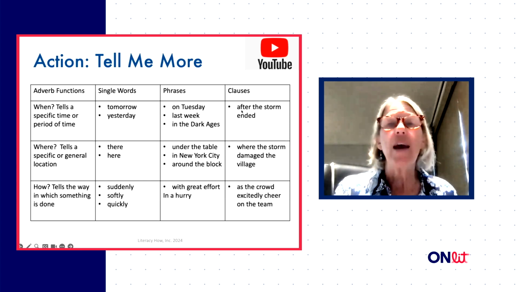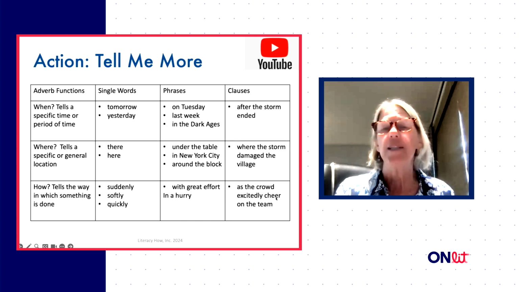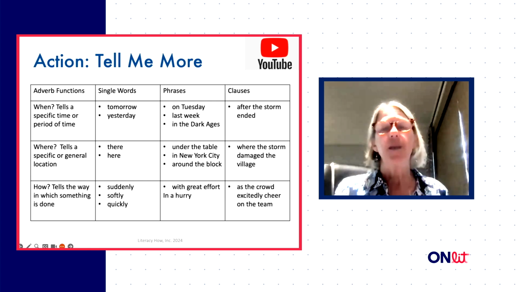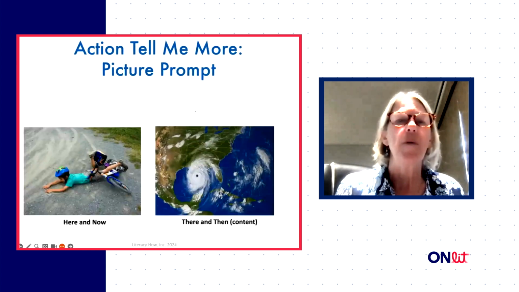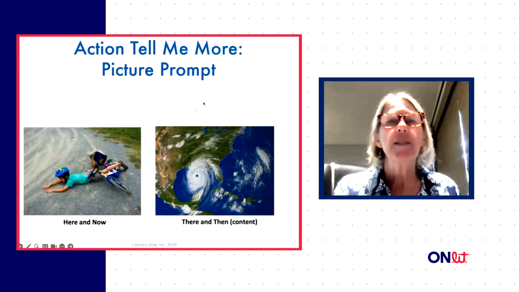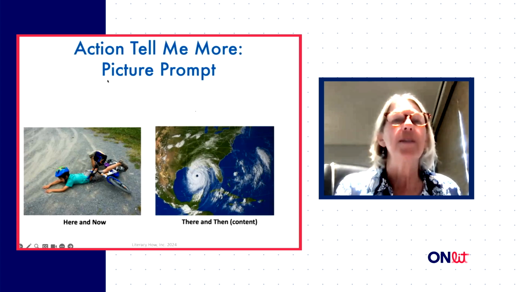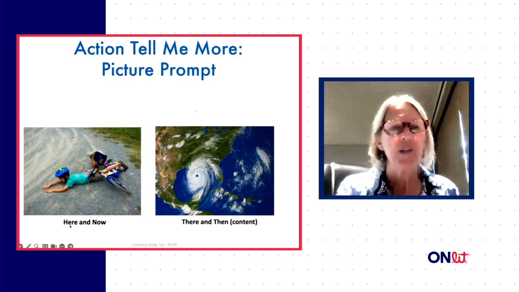We can also have adverbs that are part of an adverbial clause: after the storm ended, as the crowd excitedly cheered on the team. So I want you to think about this, because we are going to focus on the phrases, especially when we get into more complex sentences. But we can start our work with this action telling me more with a picture prompt.